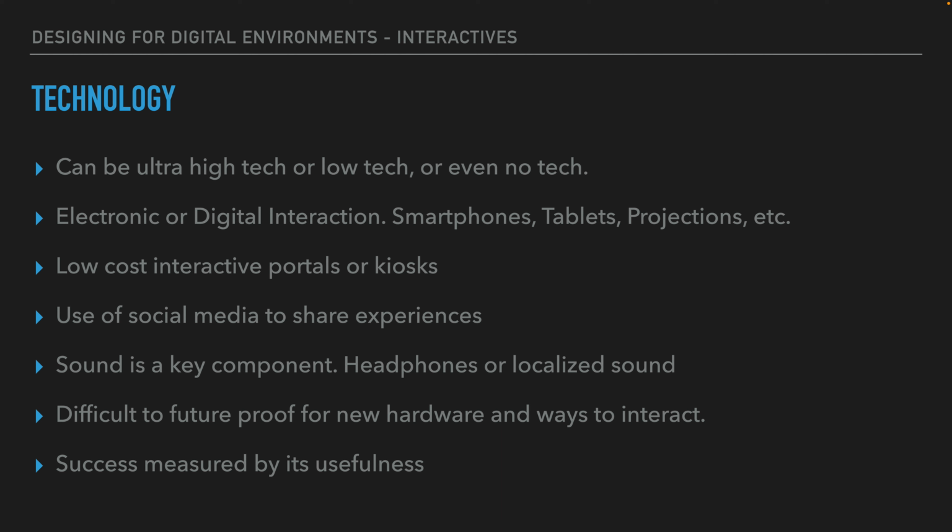We talked a little bit earlier in the semester about sound. Sound ultimately becomes a key component. But we have to think about how we're going to deal with the sound. Are we dealing with headphones? Are we trying to deal with localized sound? The other thing we have to be careful of when dealing with sound is that we don't want sound to bleed into other areas.